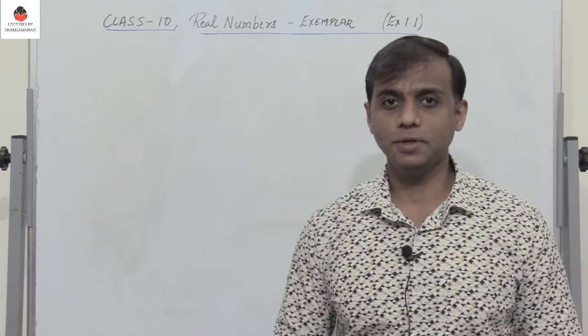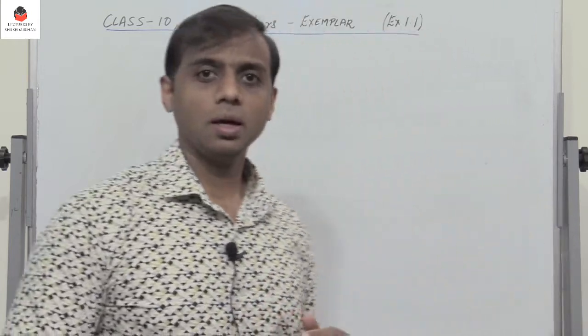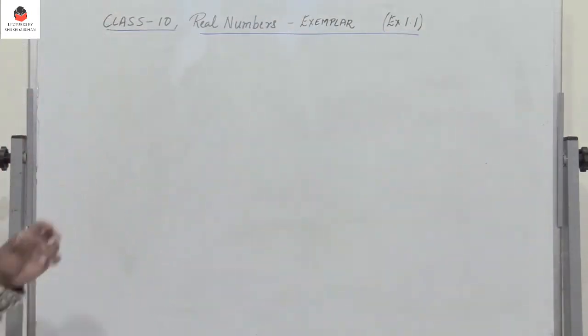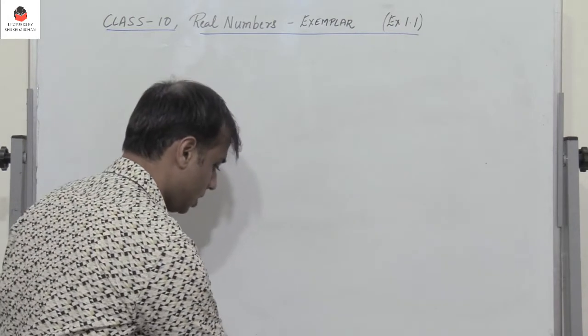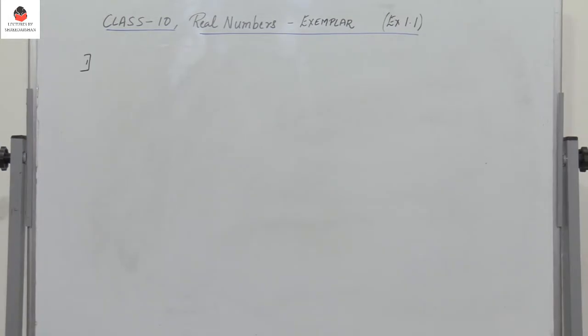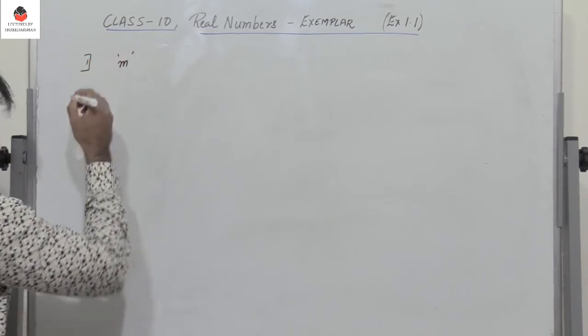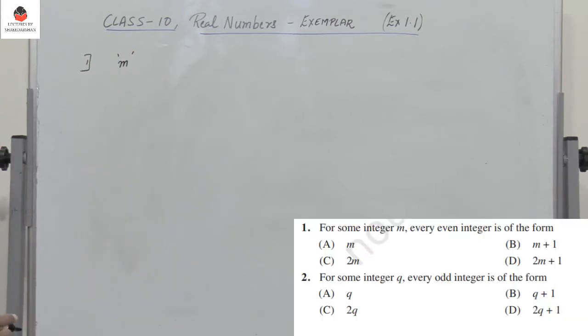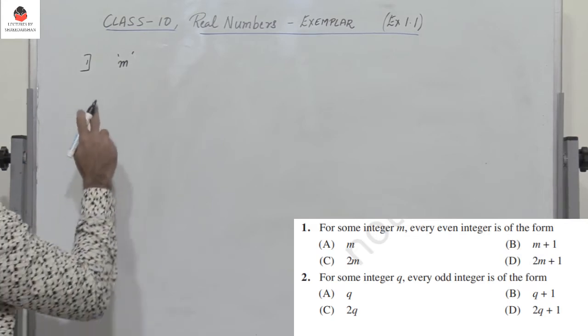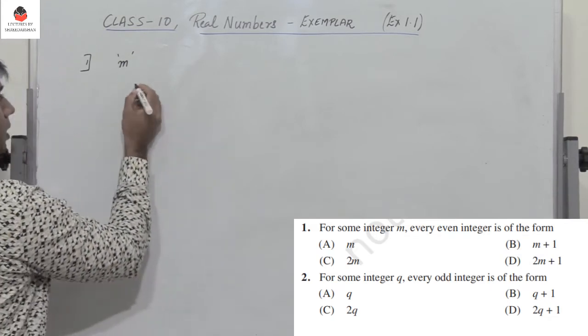So we'll begin with the first question. So the first exercise 1.1 includes a set of multiple choice MCQs. So let's begin with the first one. For every integer m, every even integer is of the form. So there are 4 options which you can see on the screen.